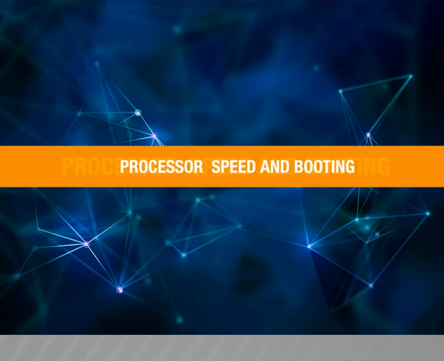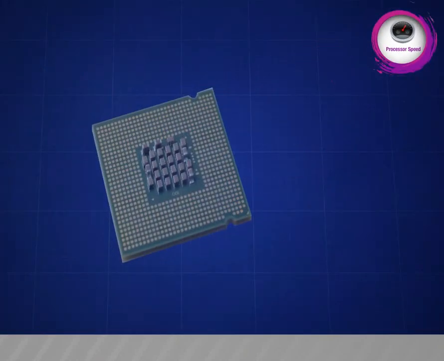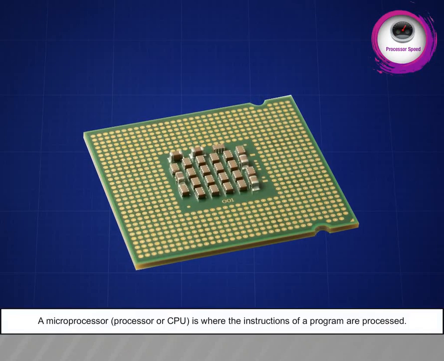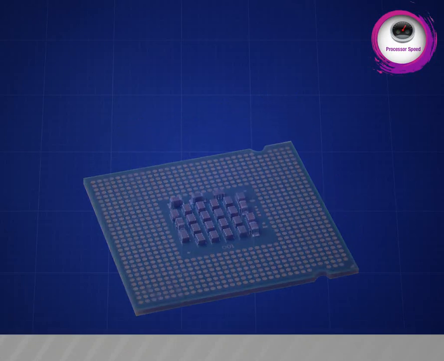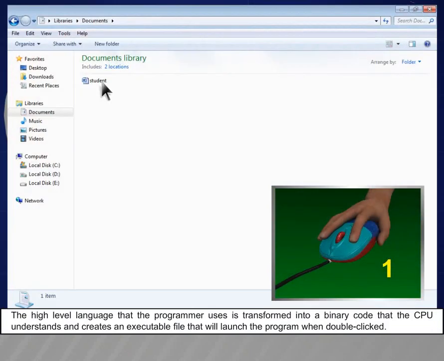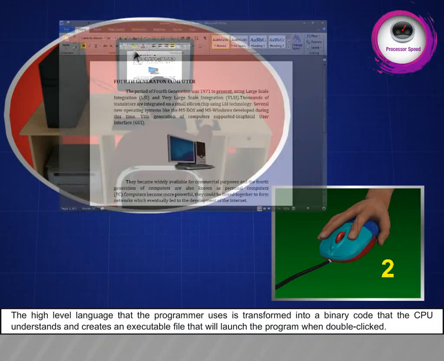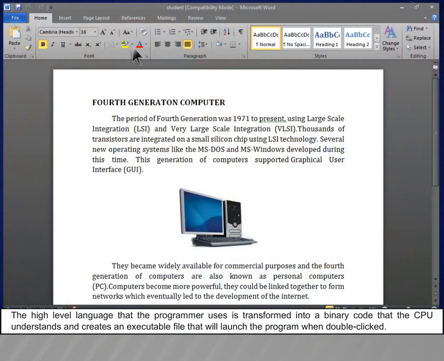Processor speed and booting. In this video, we are going to see about processor speed and booting. Processor speed. A microprocessor or CPU is where the instructions of a program are processed. The high-level language that the programmer uses is transferred into a binary code that the CPU understands and creates an executable file that will launch the program when double-clicked.